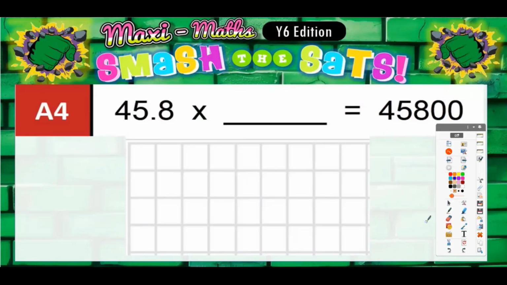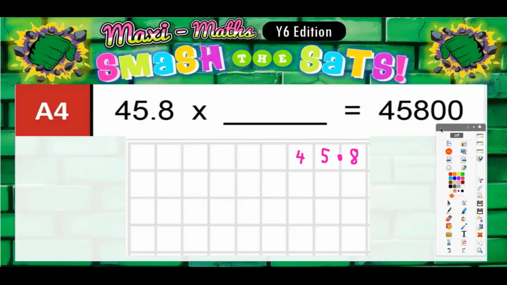Question 4. We've got to figure out what we are multiplying 45.8 by to get to 45,800. Now, what would help here is if we actually wrote the two numbers one on top of the other, but lined up in the correct columns, because then we can see how many squares or columns each digit has moved, which will ultimately help us decide what we're timesing by. So we'll put our decimal point in there, and we'll put 45.8.